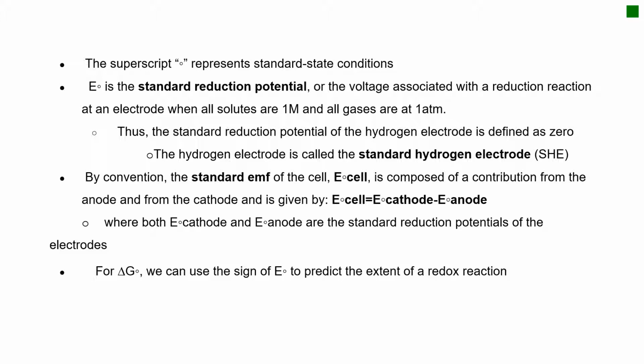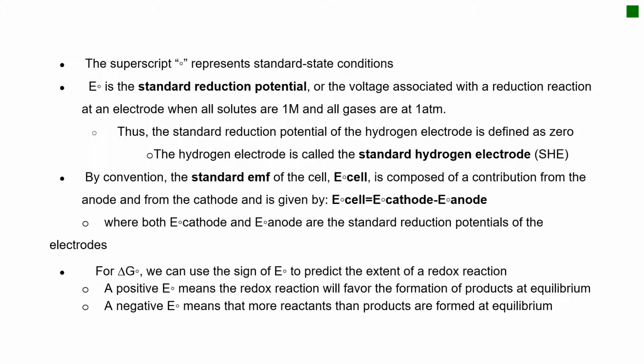And here for delta G, we can use the sign of the standard reduction potential to predict the extent of a redox reaction. A positive E means the redox reaction will favor the formation of products at equilibrium, but a negative E means that more reactants than products are present at equilibrium.